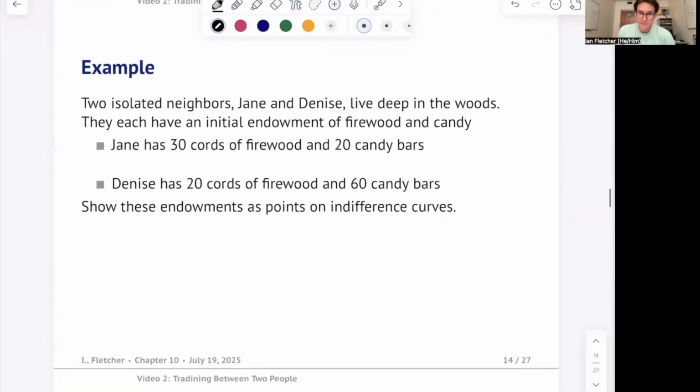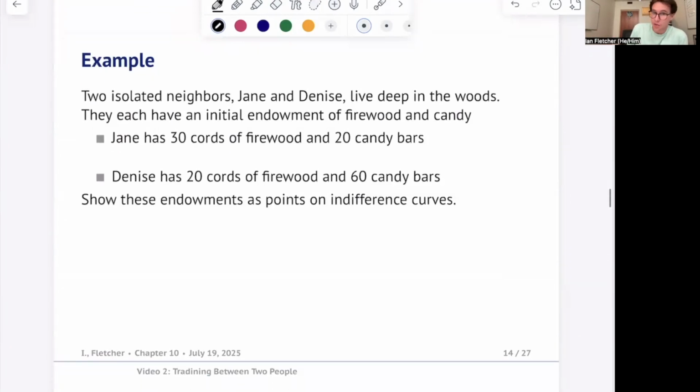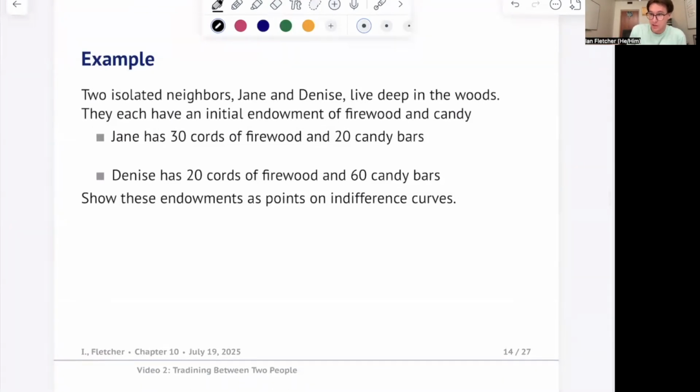For example, suppose there are two neighbors, Jane and Denise, and they live deep in the woods, isolated from everybody else in the world. They each have an initial endowment of both firewood and candy. Jane has 30 cords of firewood and 20 candy bars, and Denise has 20 cords of firewood and 60 candy bars.